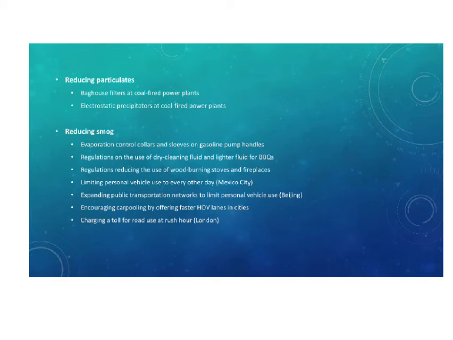Expanding public transportation networks to limit personal vehicle use. Beijing did this during the Olympic Games. They had great success with it. If people use public transportation more, then the number of vehicles on the road is reduced, and you can improve air quality. Encouraging carpooling by offering faster HOV lanes in cities. Dallas has HOV lanes where it's 2+, and if you have more than one person in your car and you're commuting, you can take the HOV lanes.